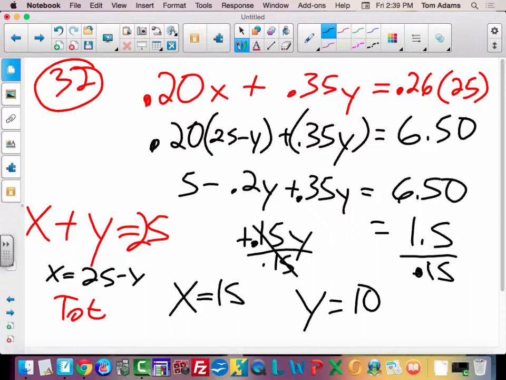Ironically, that's the only problem in my book that doesn't have the answer. But we know that 10 plus 15 does equal 25. And think about that. To get 26, you would kind of need fairly similar amounts of x and y. You probably need more of x because it's closer to 0.26 than it is to 0.35. I think it's about right.